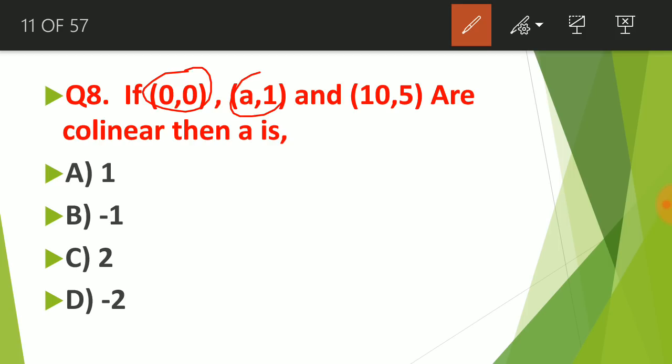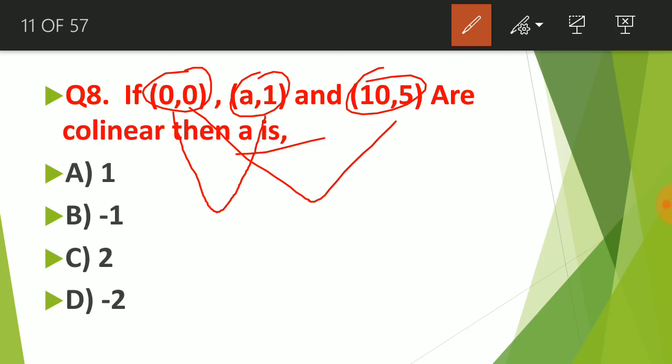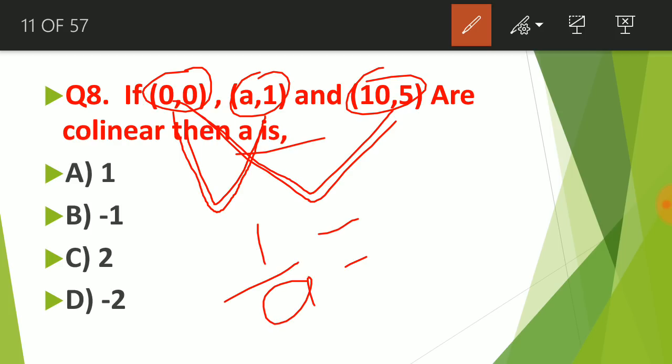If these are collinear, we need to find the value of A. Collinear means if we calculate the slope of these 2 points and the slope of these 2 points, they should give the same value because they are on the same line. If we calculate the slope from this by doing y2 minus y1 by x2 minus x1, we will get 1 by A. Again, if we use the slope formula for these 2 points, y2 minus y1 by x2 minus x1, it will give 5 by 10.